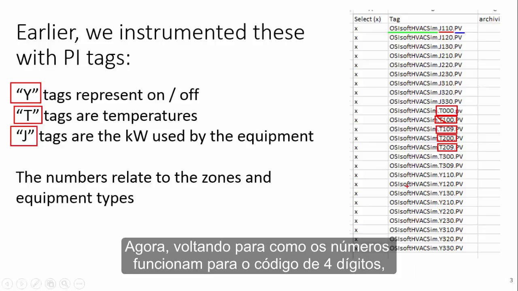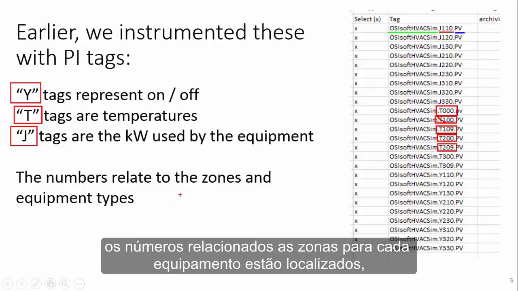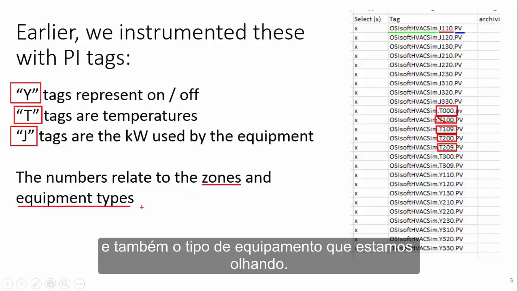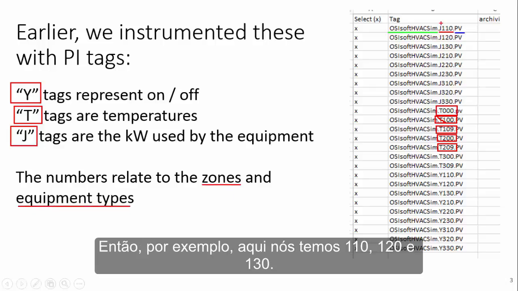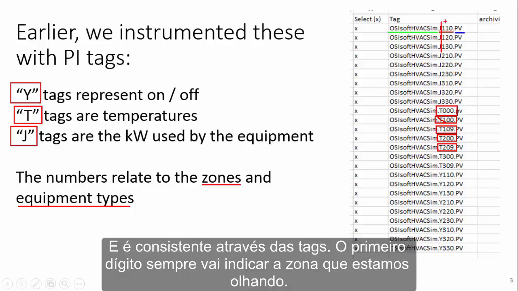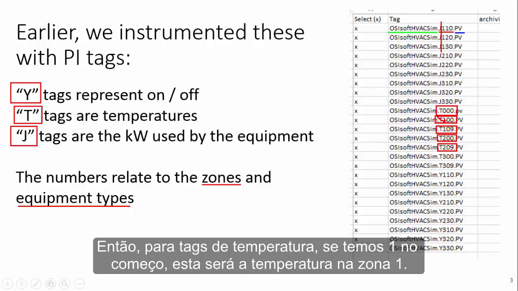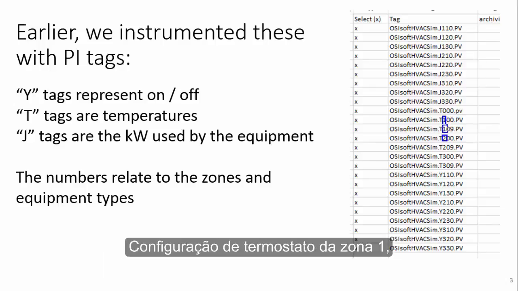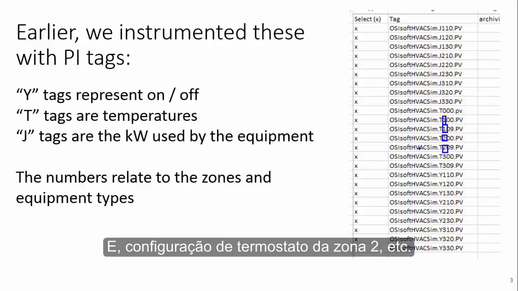Now, getting back to how the numbers work for the 4-digit code, the numbers relate to the zones in which equipment is located, and also the type of equipment that we're looking at. So, for example, here we had 110, 120, and 130. That first number 1 is indicating that all that equipment is in Zone 1. And that's consistent throughout the tags. The first digit is always going to indicate which zone we're looking at. So even for temperature tags, if we have a 1 at the beginning, this is going to be the Zone 1 temperature, the Zone 2 temperature, the Zone 1 thermostat setting, and the Zone 2 thermostat setting, and so on and so forth.